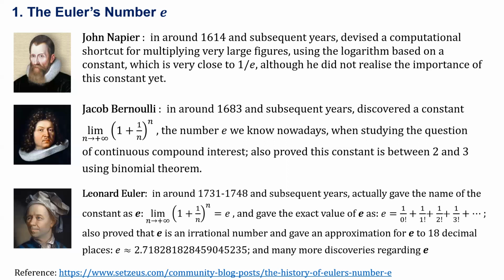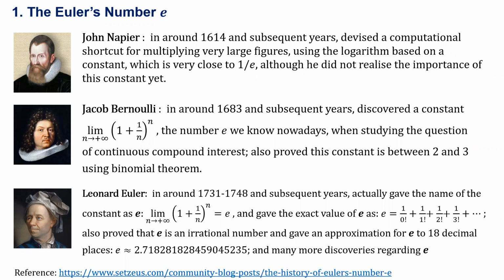the binomial theorem. Then the next scientist, Leonard Euler, in around 1731 to 1748 and subsequent years, actually gave the name of the constant as E, which means the limit of this expression as n approaches positive infinity is denoted by E. And he also gave the exact value of E as the sum of the reciprocal of 0 factorial plus the reciprocal of 1 factorial plus the reciprocal of 2 factorial and so on.